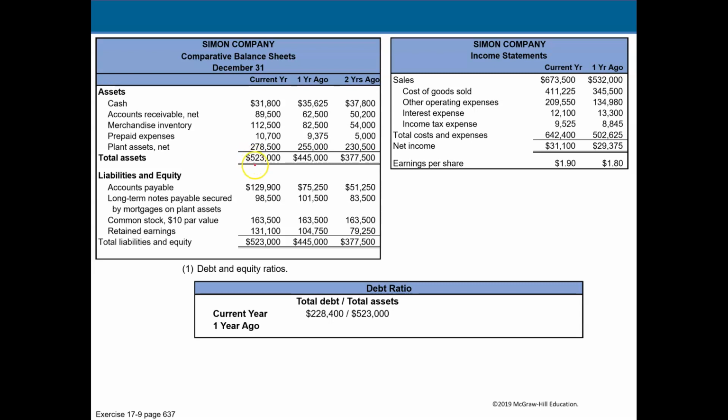The total assets is 523,000. The total debt is 129,900 plus the 98,500. Above the line is liabilities. Below the line is the equity.